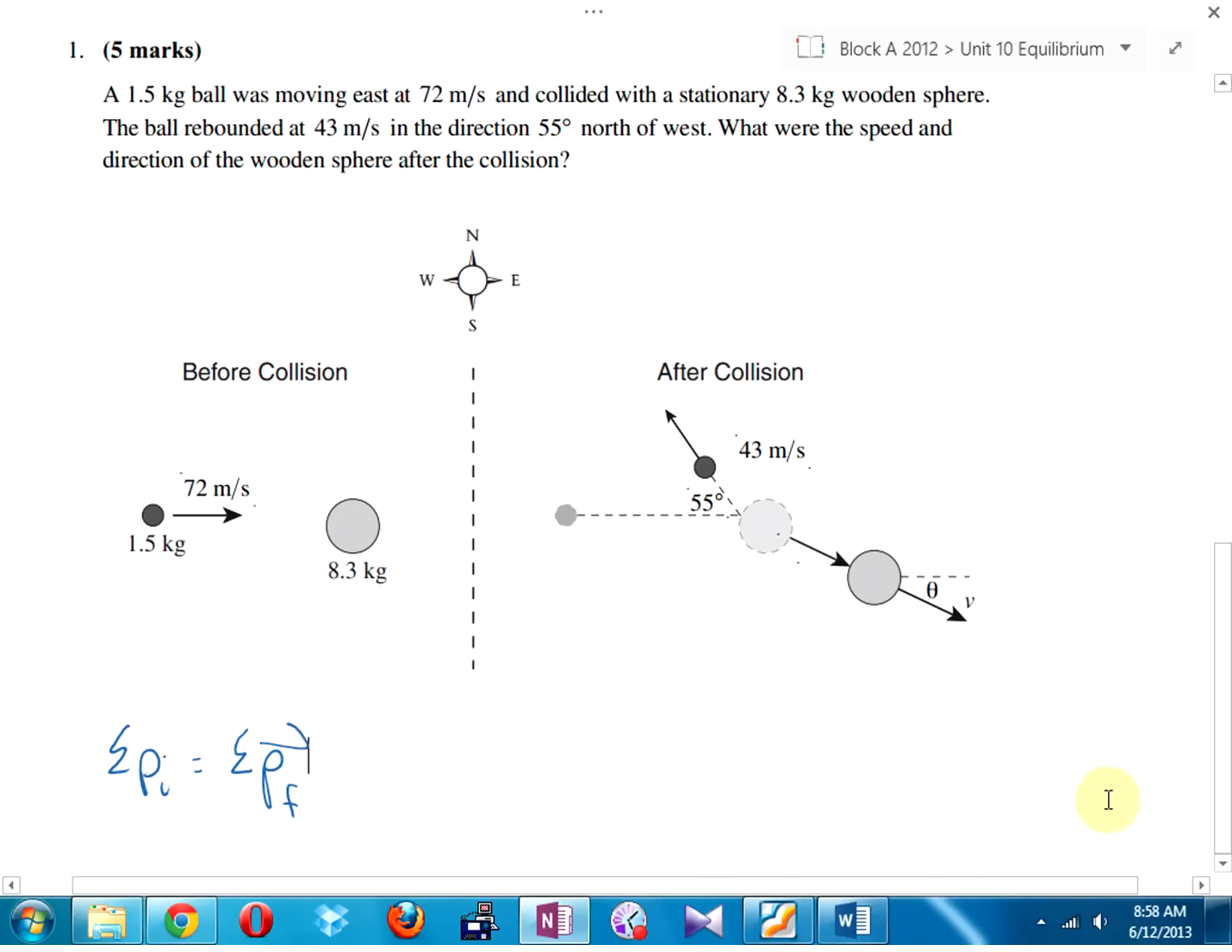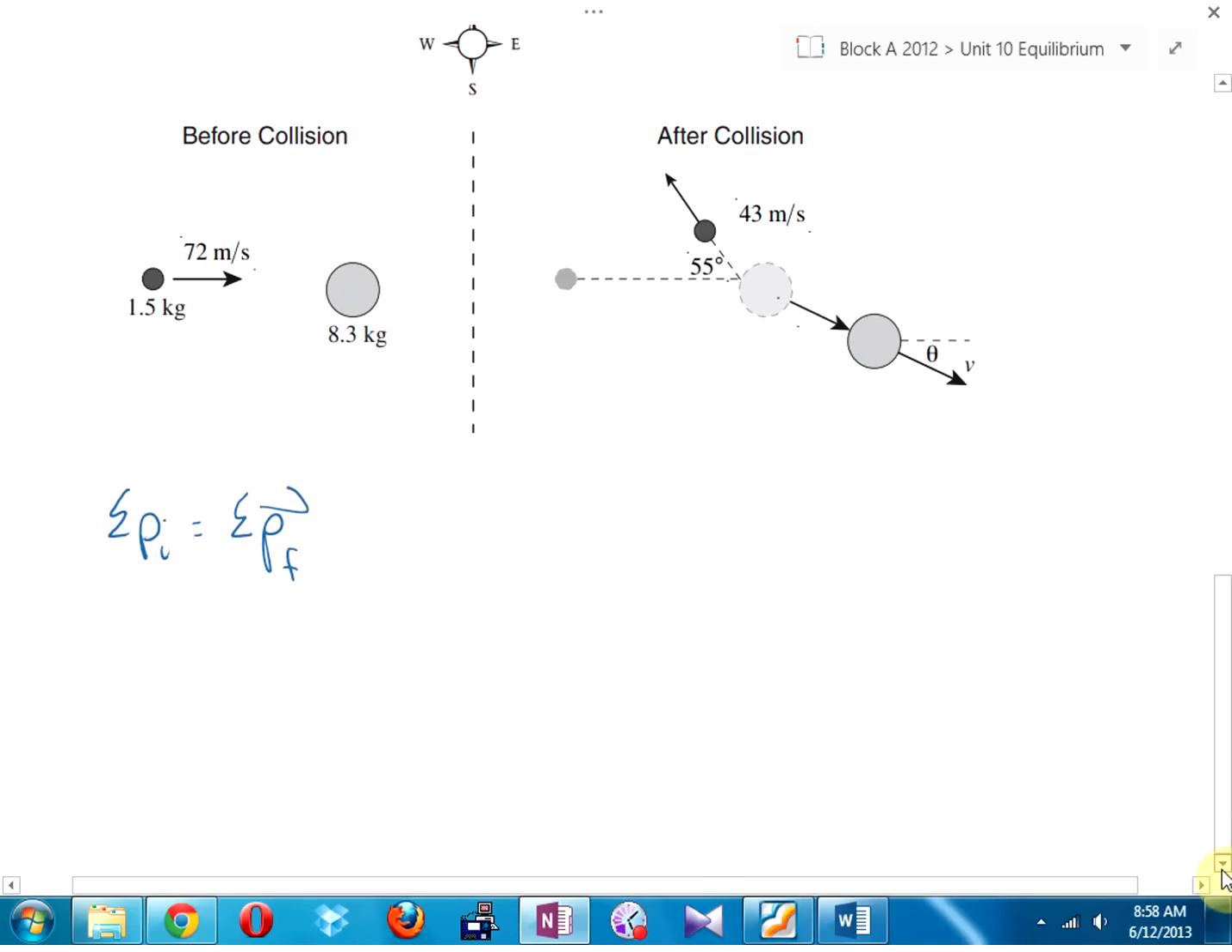Going to draw a picture. Before the collision. Momentum 1 initial. And I can even tell you what it is. It's going to be mass times velocity, which is what? You're following along. 1.5 times 72. 108 exactly? Okay. I have 108 magnitude and due east, if you want to call it that way.